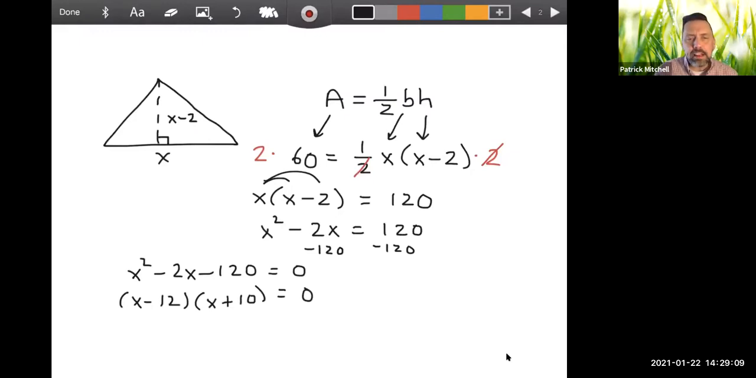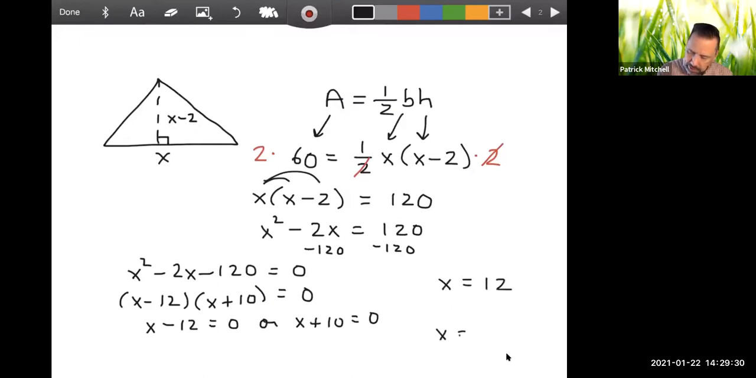All right, so if x minus 12 times x plus 10 is 0, that means that x minus 12 is 0, or x plus 10 is 0. If x minus 12 is 0, that means x equals 12. And if x plus 10 is 0, that means x equals -10. And of course, the base of a triangle can't be -10 millimeters. So that's another one of those extraneous solutions.